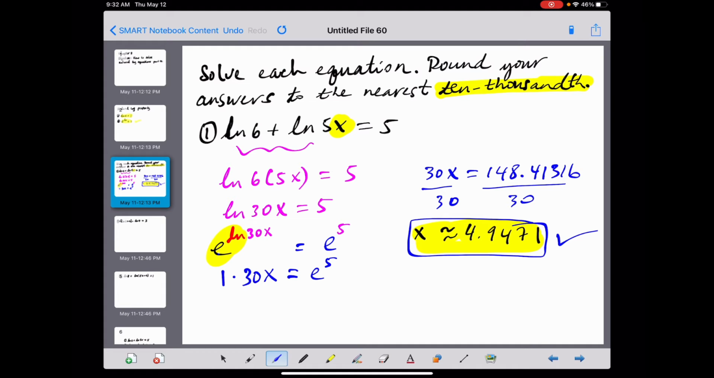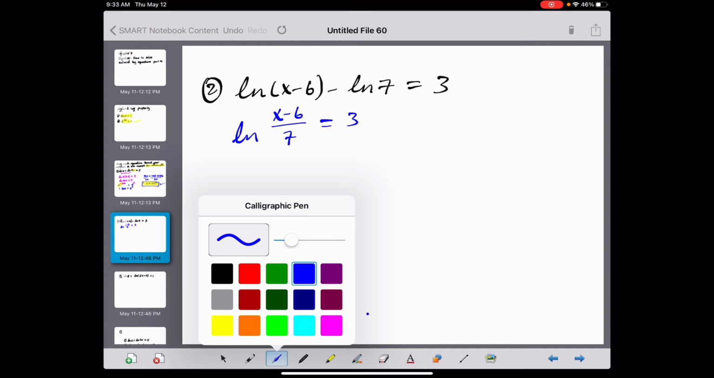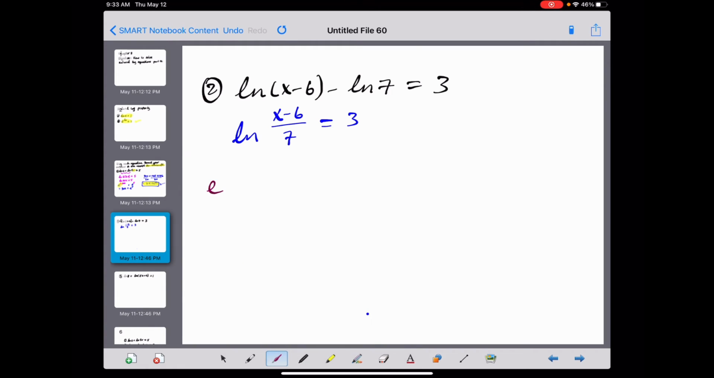Okay, let's move on to number 2. In number 2, we have 2 logs as well. Once we have 2 logs, we're going to make it into 1 log. And this is the quotient property, okay? So it's going to be ln. This is positive, goes on top. And then minus ln 7 goes to the bottom, equal to 3. So once the ln is by itself, we're going to raise everything to the e power. So e here, and then e here. And all of that stuff becomes exponents like this.